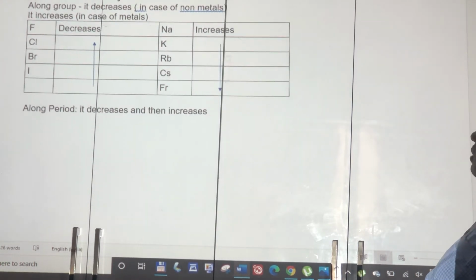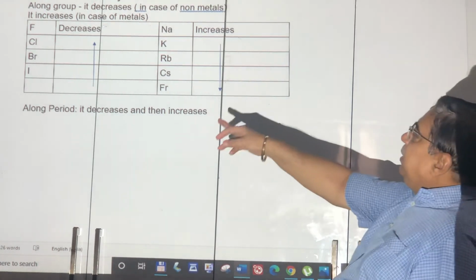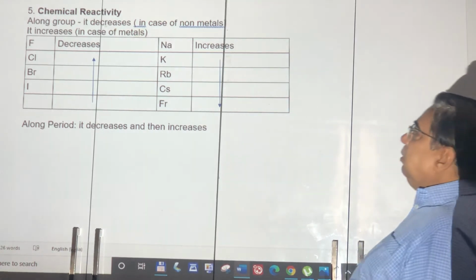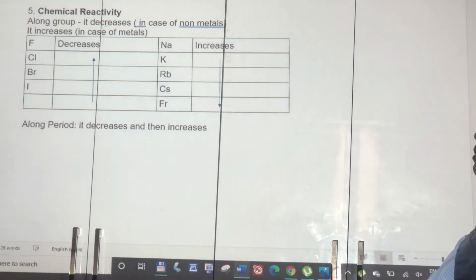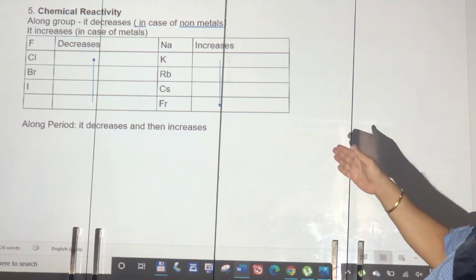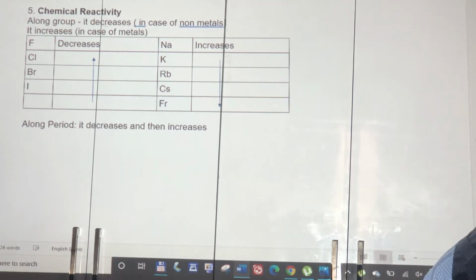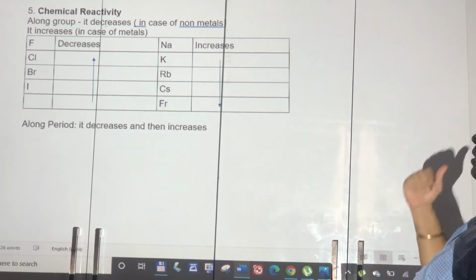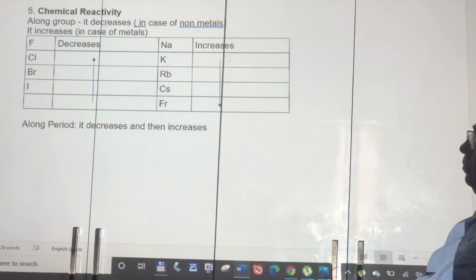Chemical reactivity. Along a group, it decreases. The arrow shows the opposite. Fluorine is the most reactive, iodine is the least reactive, in non-metals. But in metals, it increases. So francium is more reactive than sodium. Along a period, it decreases and then increases. Okay?